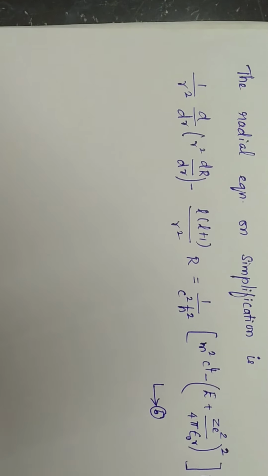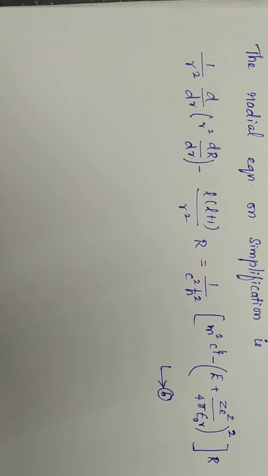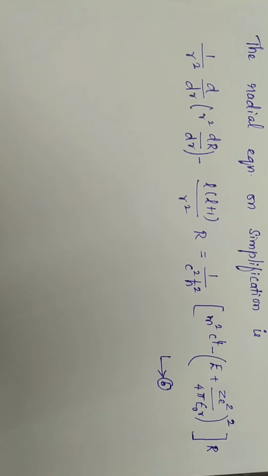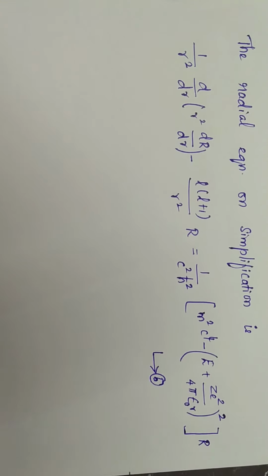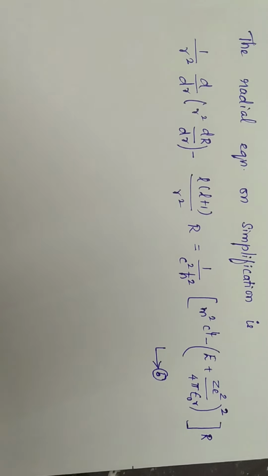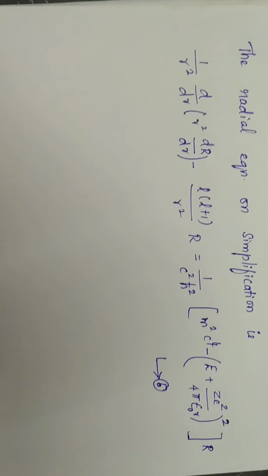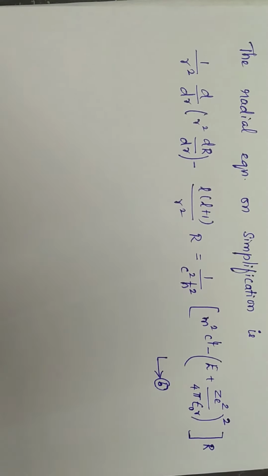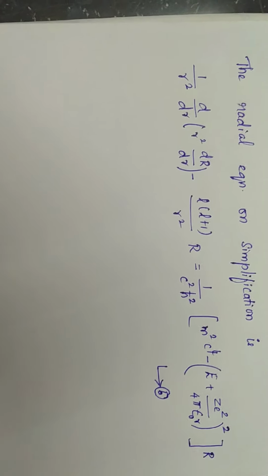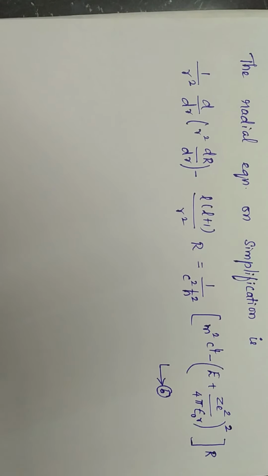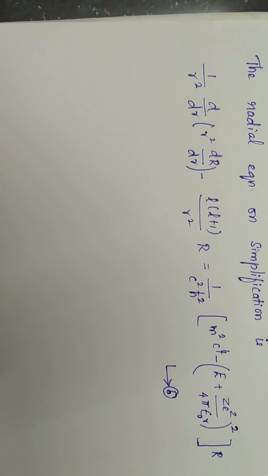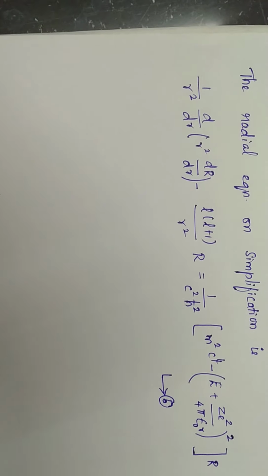L here is going to be the azimuthal quantum number, that is equal to 1 by c square h cross square into m square c raised to 4 minus E plus z e square by 4 pi epsilon naught r into r the whole raised to 2 into capital R. So this is the radial equation. Upon simplifying psi of r, theta, phi in inverted delta square, this is going to be the radial equation, and the radial equation can also be simplified.